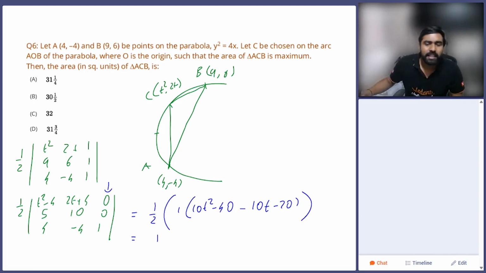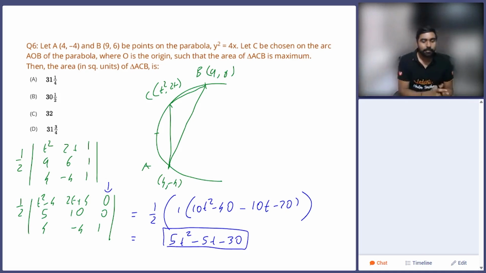This is the expression that you will have. So we have half, you can even cancel that half out. So what am I left with? I'm left with 5t square minus 10t, that's minus 5t, minus 60, that's minus 30. This is the overall area that I'm getting over here. I can even take the 5 common and write this as 5 times (t square minus t minus 6). Now the idea is I need to maximize.